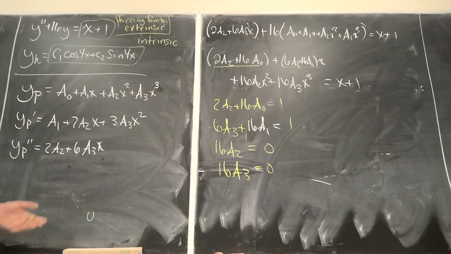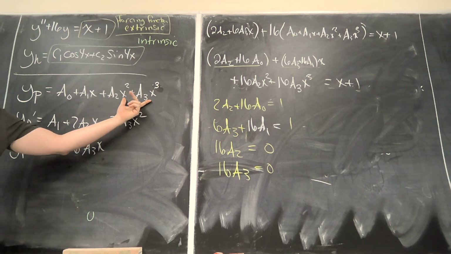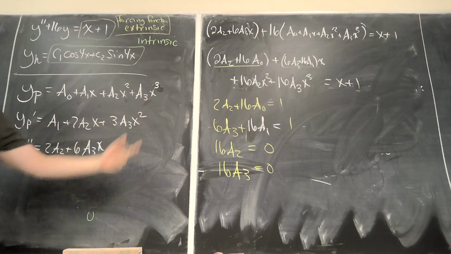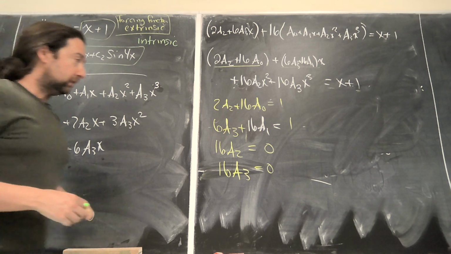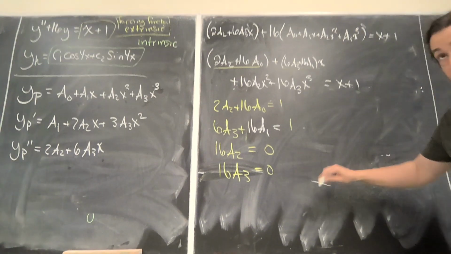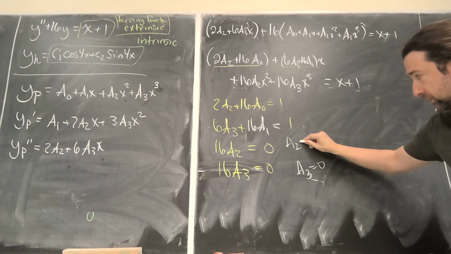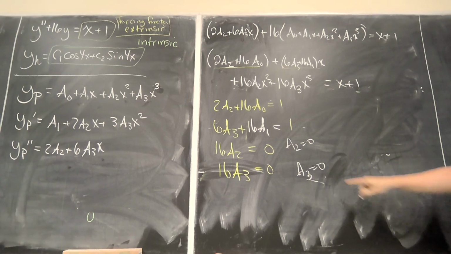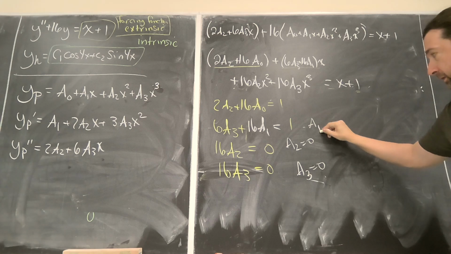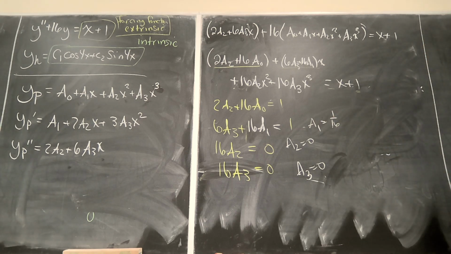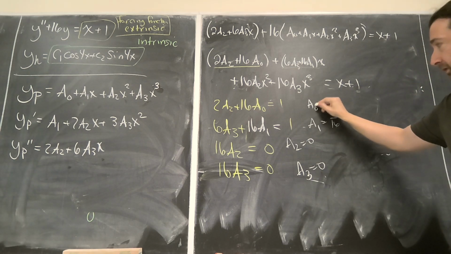So what that tells me is I didn't even need the x squared or x cubed terms in my original guess. Right? I didn't need those. At least in this case. So now we're going to determine the undetermined coefficients. A3 is 0, and A2 is 0. But if A3 is equal to 0, then that's 0, and that means A1 is 1 over 16. And if A2 is 0, then that means A naught is 1 over 16.